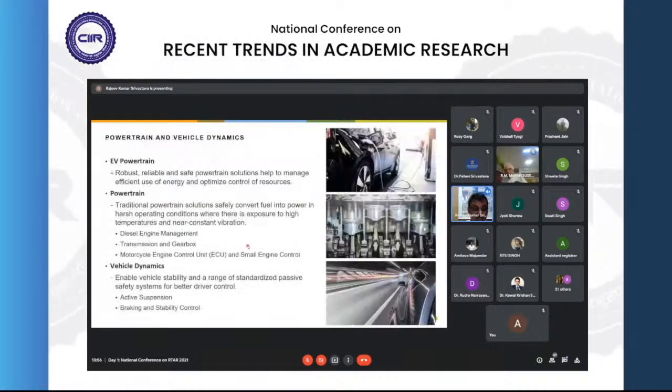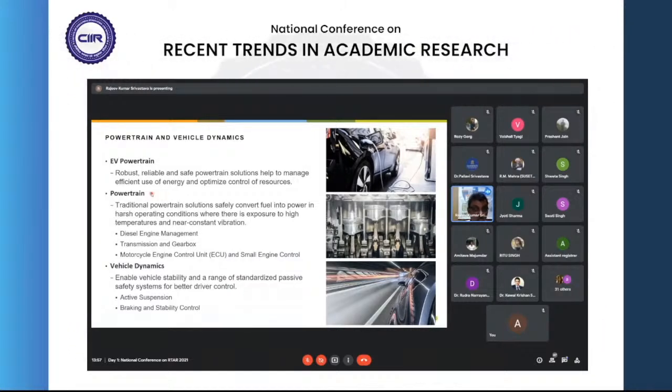Then next one is powertrain. This is important for electric vehicles, and now the electric vehicle has become a reality. Of course, India is also working very hard to build the whole infrastructure for charging stations, and soon it will be a reality, I know. So in a few years from now, most people will be driving electric vehicles, especially inside the city, maybe not outside the city.